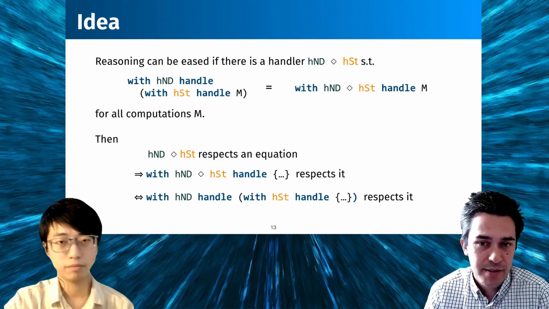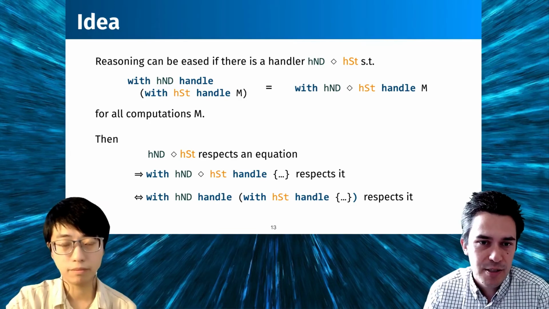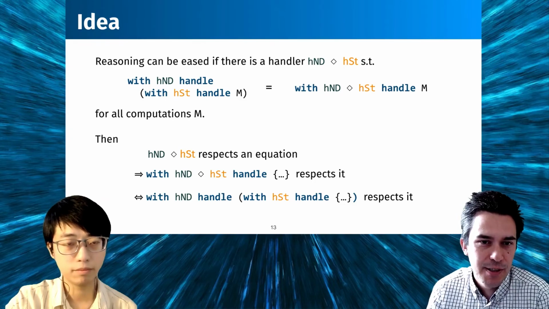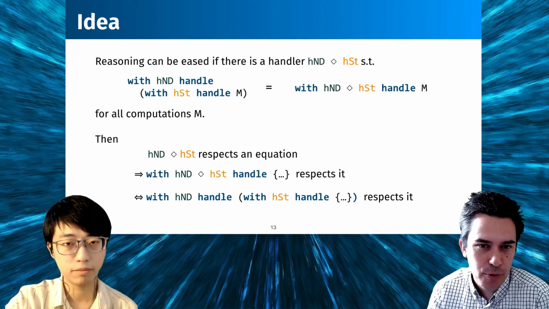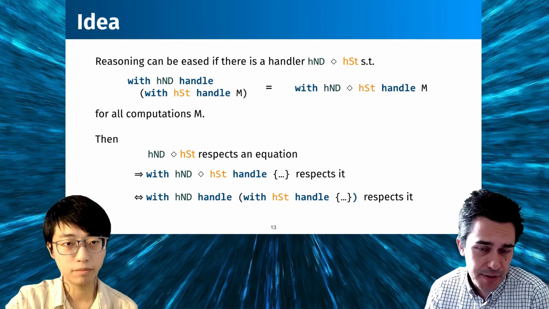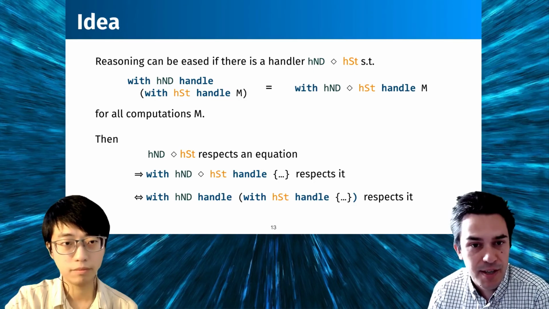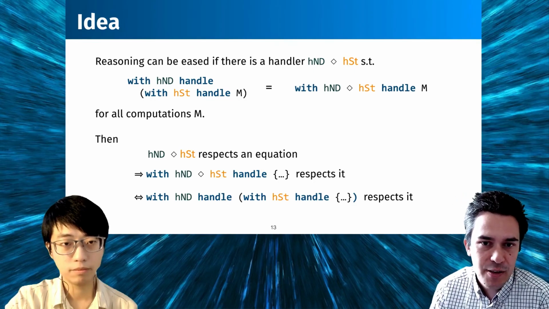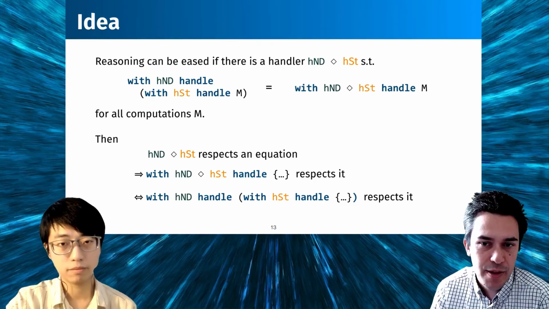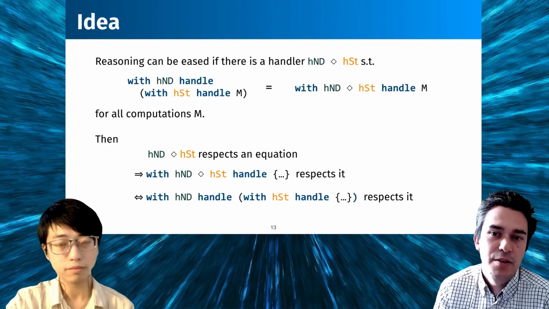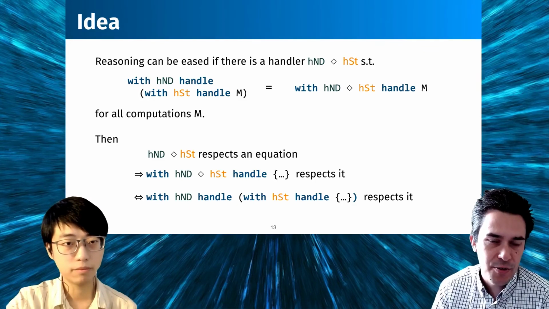Since handling is semantically a fold, some techniques from the program calculation community may be useful. They're very good at working with folds. In particular, I'm thinking about fold fusion. In this context, it means that if we can find some handler, call it H_ND ◇ H_ST, such that handling with H_ND composed with handling with H_ST is equivalent to handling with this fused handler, then we can reason about the fused handler as a surrogate.